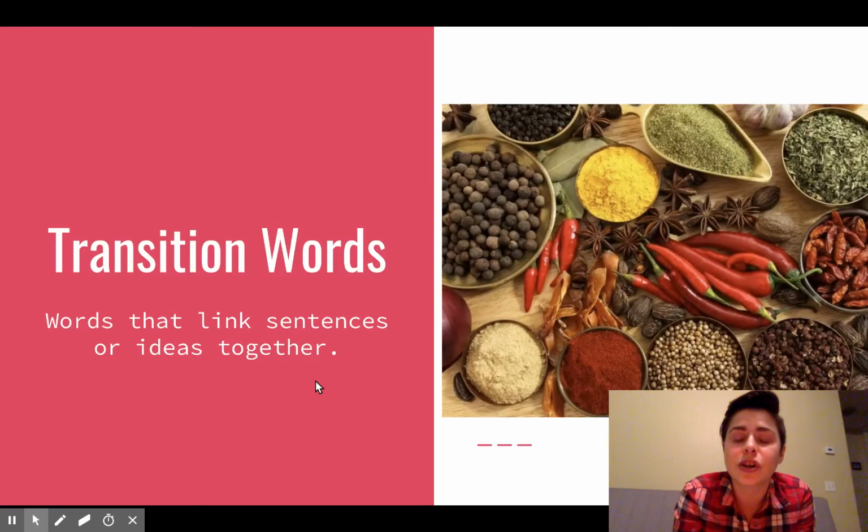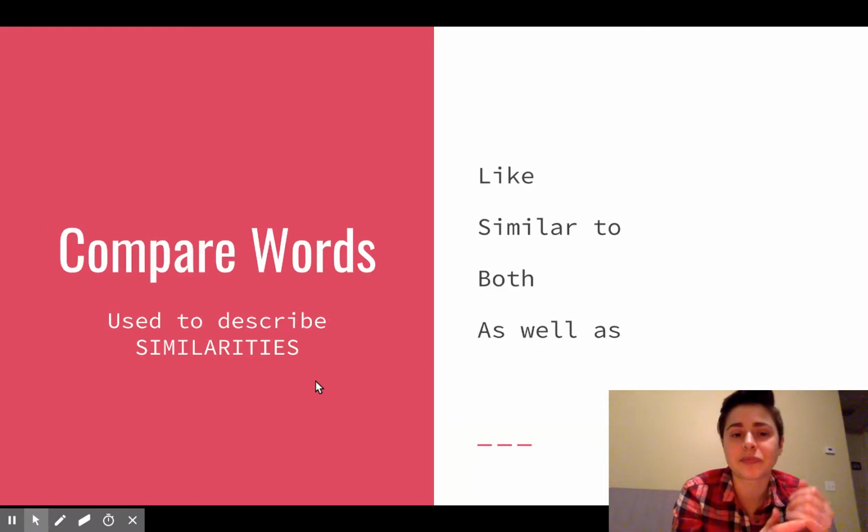Remember, transition words are words that link sentences or ideas together. They're like spice that you add to your writing to make it taste good, or sound good in this case. So when you're talking about things that are similar, you would use words like similar to, both, as well as.